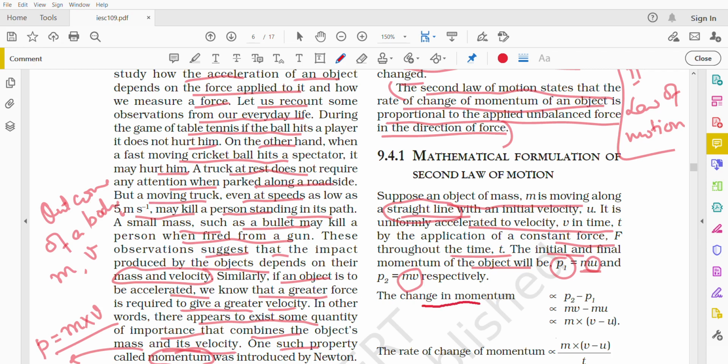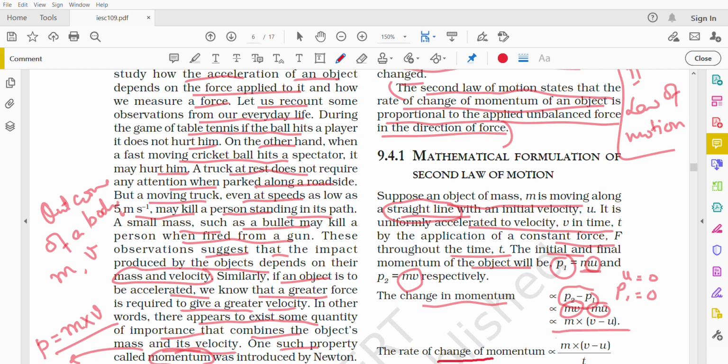Now, how is the change in momentum derived? Change in momentum is P2 minus P1. Actually, P1 is mathematically 0 here, because if u is 0, then P1 will be 0 anyway. But we are assuming some values for it. So we say that change in momentum is directly proportional to P2 minus P1. Now P2 is mv and P1 is mu. Therefore, taking m constant, change in momentum is equal to m(v minus u).